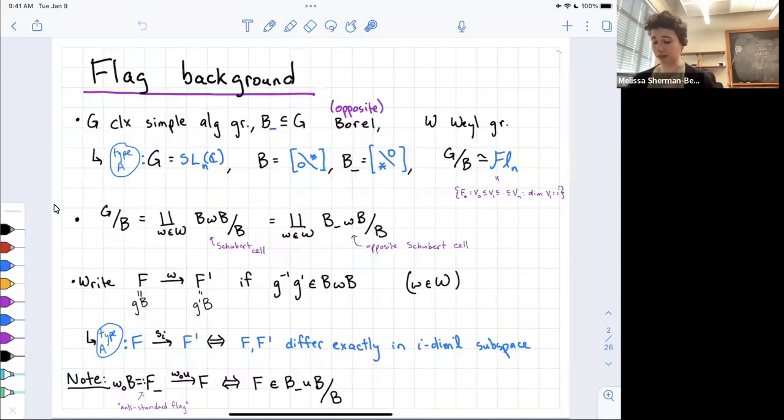And the other kind of relative position that I need you to remember is this kind. The flag on the left is a particular flag, w_0 B, which I'm going to denote by F minus. This is the anti-standard flag. If I'm talking about the relative position of F minus and another flag, that relative position is actually just recording which opposite Schubert cell my flag F is in. So when you see this notation, just think, oh, we are recording the opposite Schubert cell that my flag F is in.